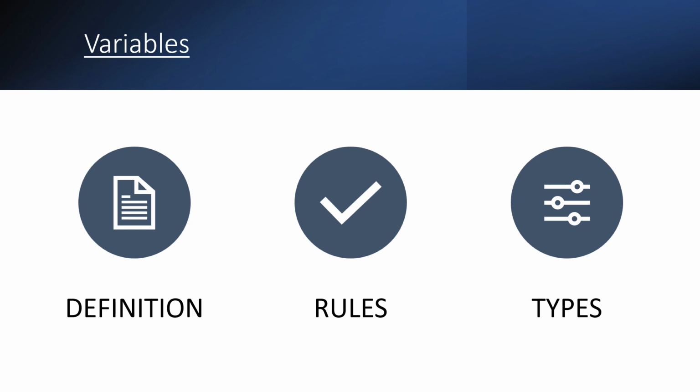A static variable is also called a class variable. This variable will have only one copy that is shared by all the different objects in the class. And a constant variable is something that does not change. We use the keyword const, C-O-N-S-T, to make a program element constant.